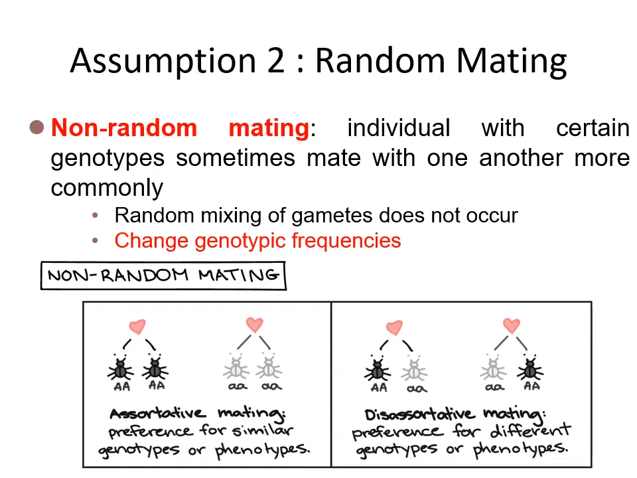Inbreeding is a form of non-random mating. But unlike other non-random mating, inbreeding affects all genes instead of only affecting those genes contributing to the preferred phenotype. This will cause an increase in the number of homozygotes in general and a decrease in the number of heterozygotes.